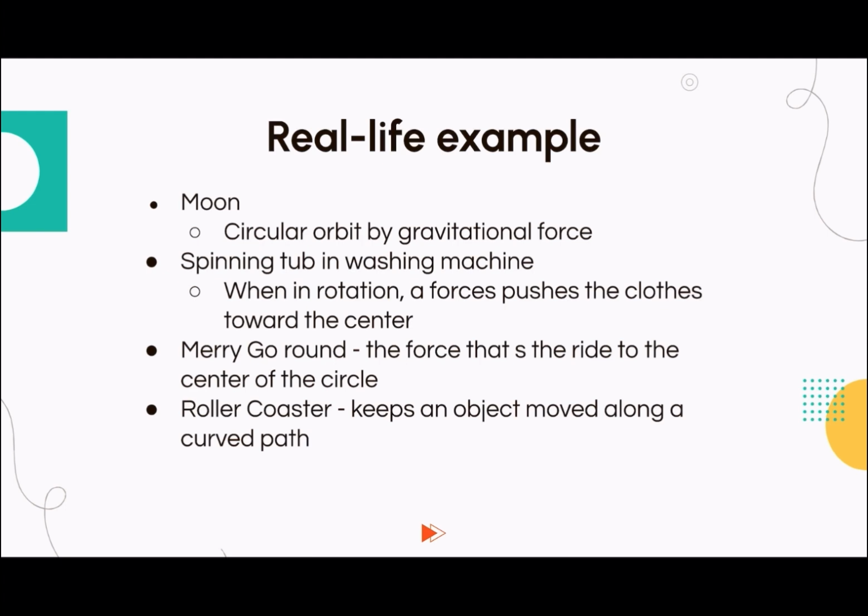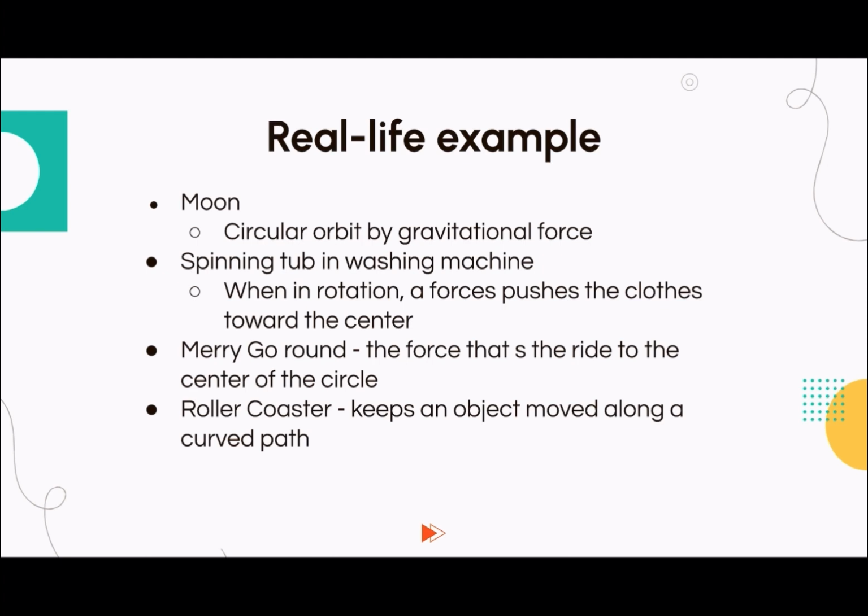Third of all, it's the merry-go-round. Now, the merry-go-round exerts a centripetal force on the person riding it. Basically, the more we move away from the center of the circular motion, the more centripetal force will be applied to the person on it. Now, this just basically explains that there's a force that pulls the rider to the center of the circle.